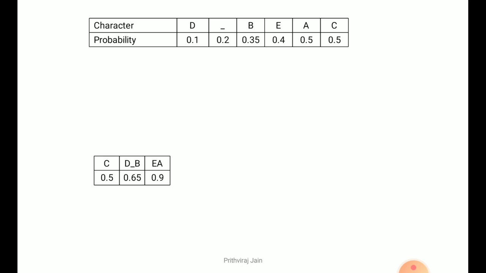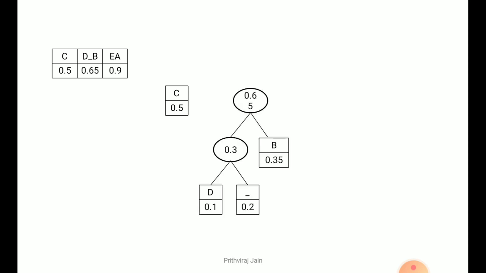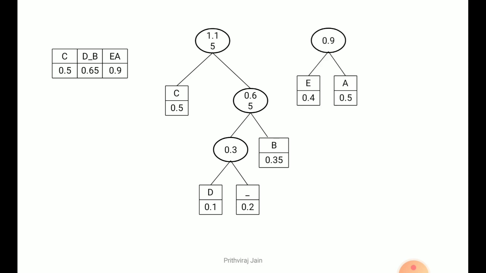Next, we again consider the two minimum frequencies, that is 0.5 and 0.65. So let us take two nodes. One is C with the probability 0.5. Another is the one we have already constructed for D underscore B, with the resulting probability 0.65. Now again we combine these two and get a new node with its data as 0.5 plus 0.65, that will be 1.15, and another node that will be as it is for now.